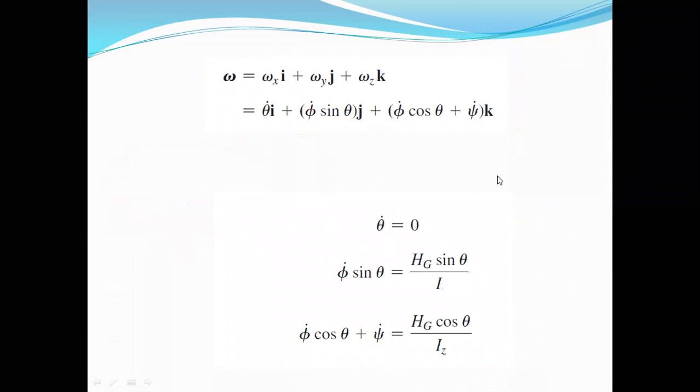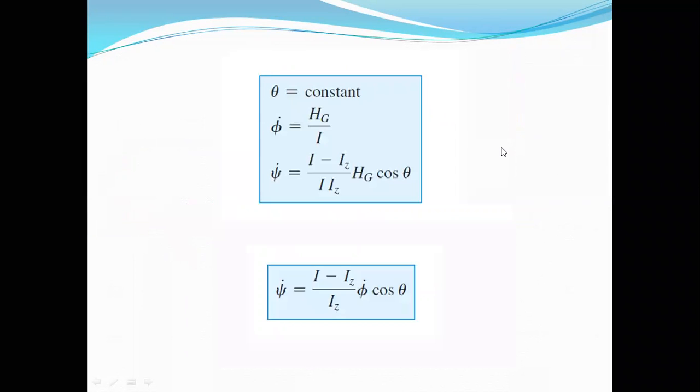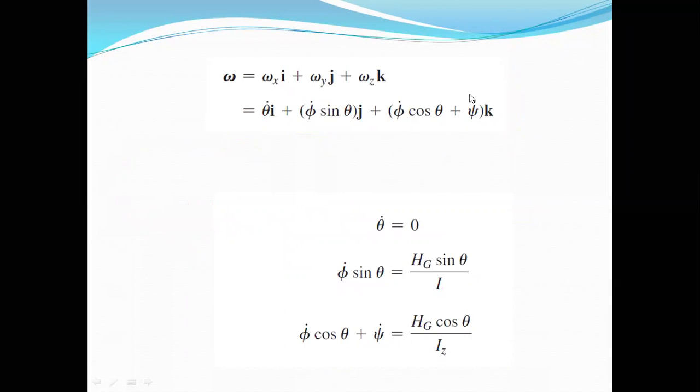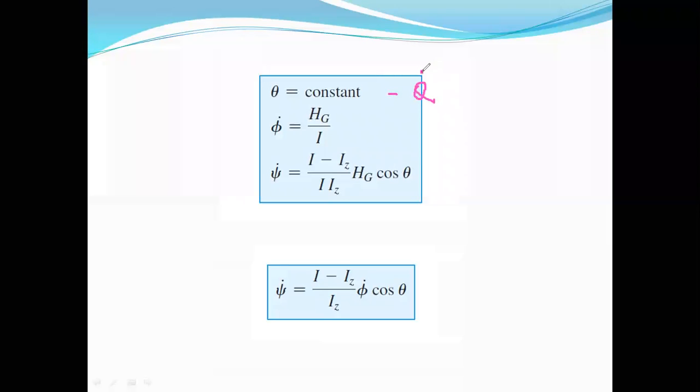If we solve these, sine theta and sine theta will cancel. So the equations that we obtain are: first of all, theta dot is equal to 0, that means theta is equal to constant. Phi dot is equal to hg by Iy, and psi dot is equal to Iy minus Iz divided by Iz times hg cos theta. But hg by Iy is equal to phi dot, so we get this equation of psi.